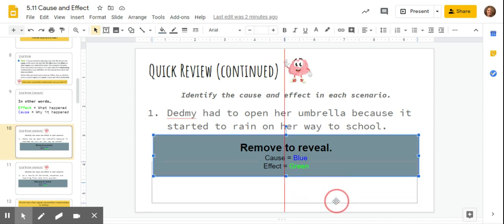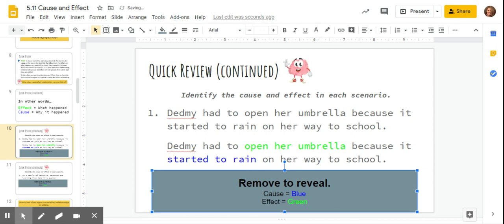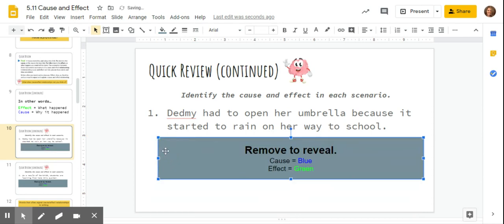Let's check your work, right? So if we move here, we see Demi had to open her umbrella. So what did Demi have to do? She opened her umbrella. That's the effect. It's what she did. Because it started to rain on her way to school. Well, why did she open her umbrella? Because it started to rain. That was the cause. Cause is why, effect is what. Did you get that right? If you did, give yourselves 2 claps and a boom shakalaka. I heard you from here.